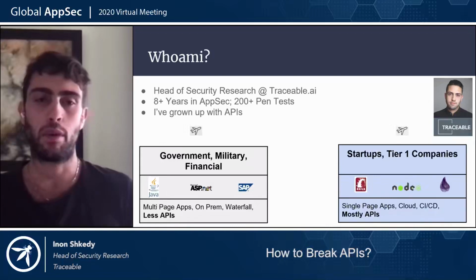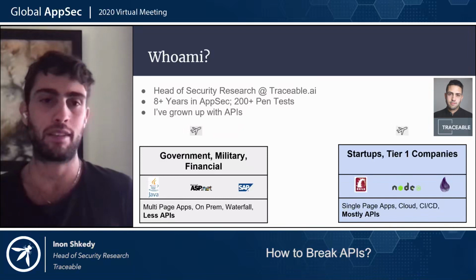Just a quick background about myself. My name is Inon Shkedy. I'm the head of security research at Traceable AI. This is a startup in the field of cloud native application security. I've got 8 years of experience in application security. I performed many pen tests, and I grew up with APIs.